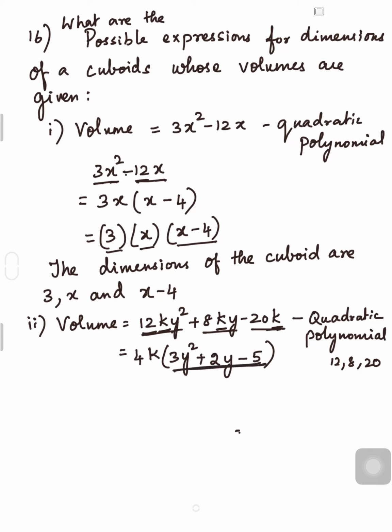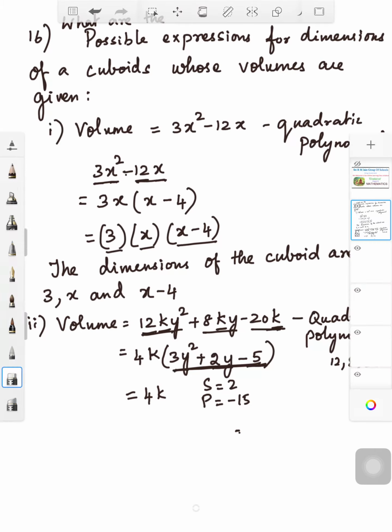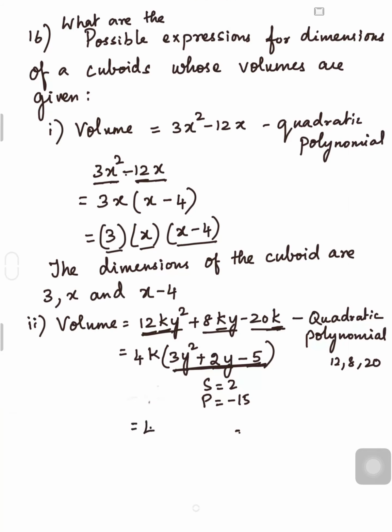Now this is again a quadratic polynomial. It is now in the form of ax squared plus bx plus c, so I can use the sum and product method. So 4k into, what is the sum here? 2. What is the product here? Minus 15. I can write this as 4k into, what are the factors of the product? 1 and 15, 3 and 5. The product is minus and the sum is plus, so the bigger number plus and the smaller number minus. So I can write this as y minus 3 into y plus 5.